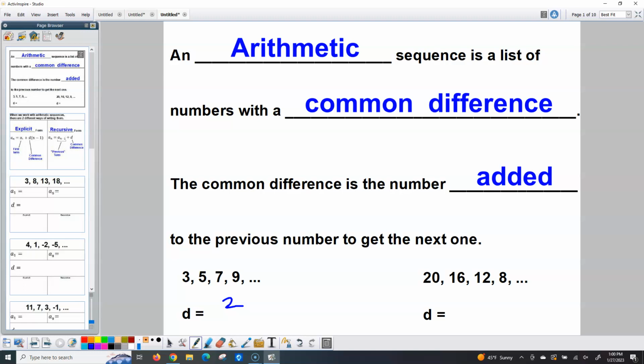On the bottom right, what am I adding each time? Well, it looks like I'm subtracting, but if I'm going to put that in terms of what I'm adding each time, I am adding -4 each time. 20, 16, 12, 8, I'm adding -4 each time.